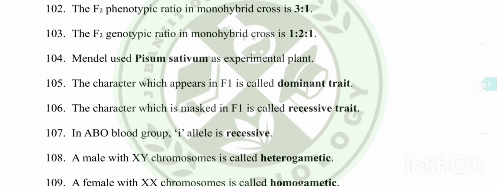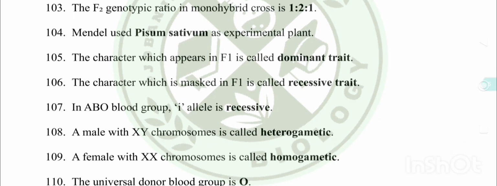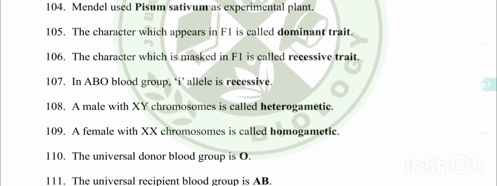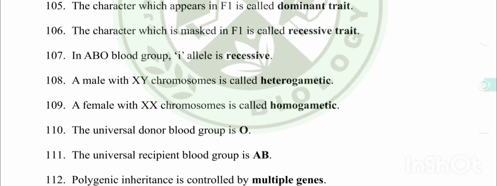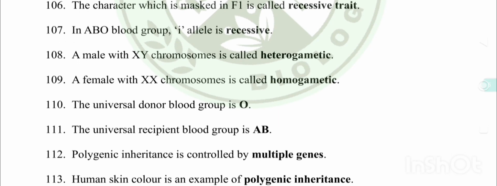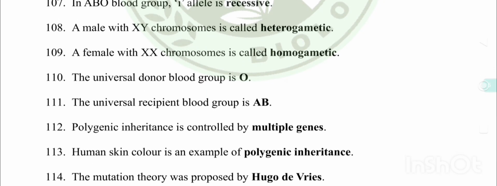107. In ABO blood group, i allele is recessive. 108. A male with XY chromosomes is called heterogametic. 109. A female with XX chromosomes is called homogametic. 110. The universal donor blood group is O. 111. The universal recipient blood group is AB. 112. Polygenic inheritance is controlled by multiple genes.